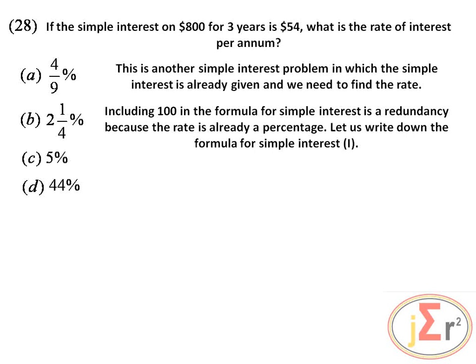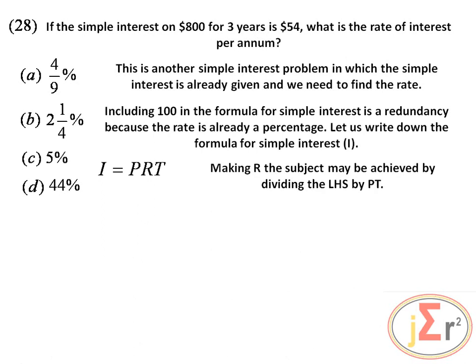Let us write down the formula for simple interest, and that is I is equal to principal times rate times time. Making R the subject may be achieved by dividing the left hand side by PT. We need to find the rate of interest per annum. We need to eliminate P and T. Divide by PT on the left hand side, and that is what the rate is equal to.